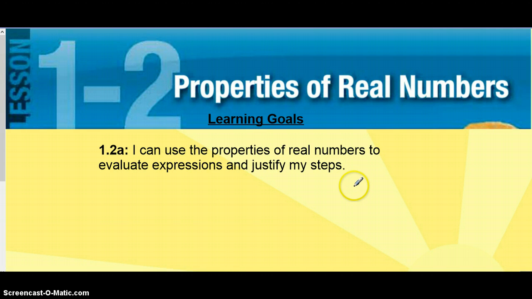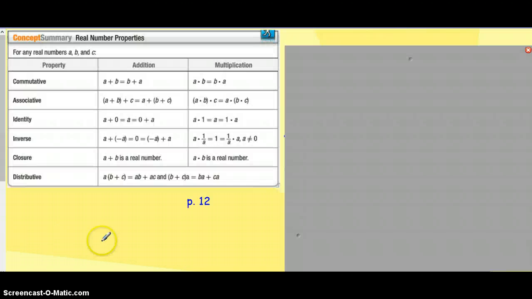So that was it for section 1. Section 2, we're going to talk about the properties of real numbers and evaluate expressions by justifying steps. So this right here is what we're going to concentrate on right now. So let's get started on that. Now, all of these real number properties are found in your book on page 12, so you can look that up if you'd like to see it again. So you don't necessarily have to write down this whole chart, but you may if you want to.